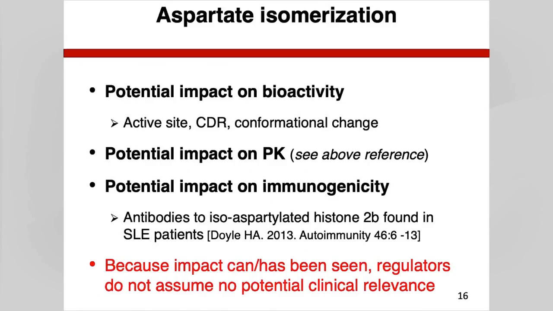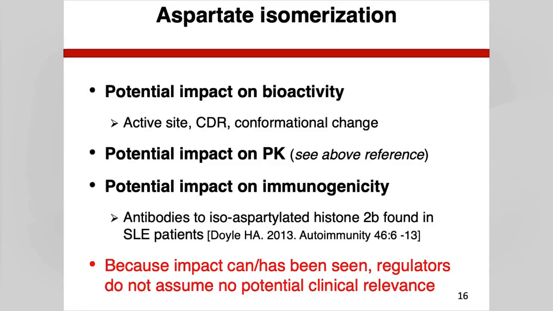Moving on to another kind of protein modification, which has less apparent impact, but still may, on protein function. So we look at aspartate isomerization, which is very common, and it could have an impact on bioactivity depending on where in the molecule the aspartate isomerization occurs. Again, if it's in an active site or a complementarity determining region, or if it causes a conformational change in the protein. It could cause an impact on the PK of the molecule, and I'm going to show you a reference for that. It's not above, it's below.